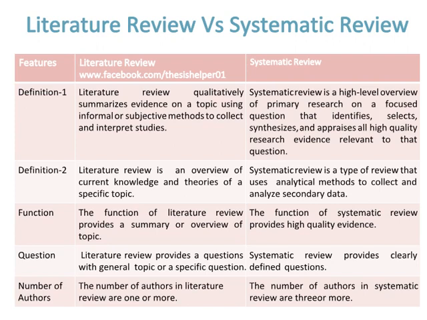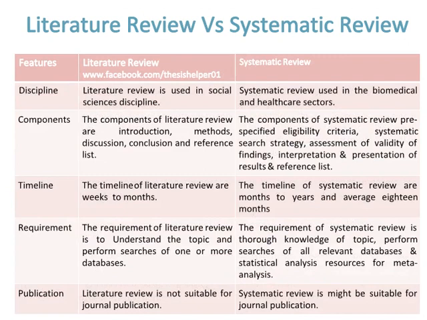The number of authors in a literature review is 1 or more, while in a systematic review it is 3 or more. Literature review is used in the social sciences discipline, while systematic review is used in the biomedical and healthcare sectors. The components of a literature review are introduction, methods, discussion, conclusion and reference list, while the components of a systematic review are pre-specified eligibility criteria, systematic search strategy, assessment of validity of findings, interpretation and presentation of results, and reference list.